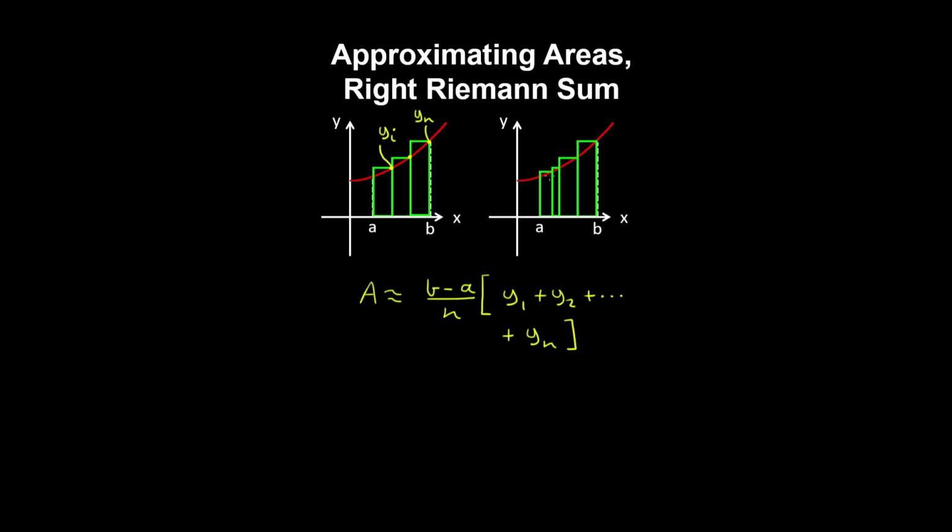And similar to the left Riemann sum, we can use non-uniform partitions and multiply each individual y value by a different width.